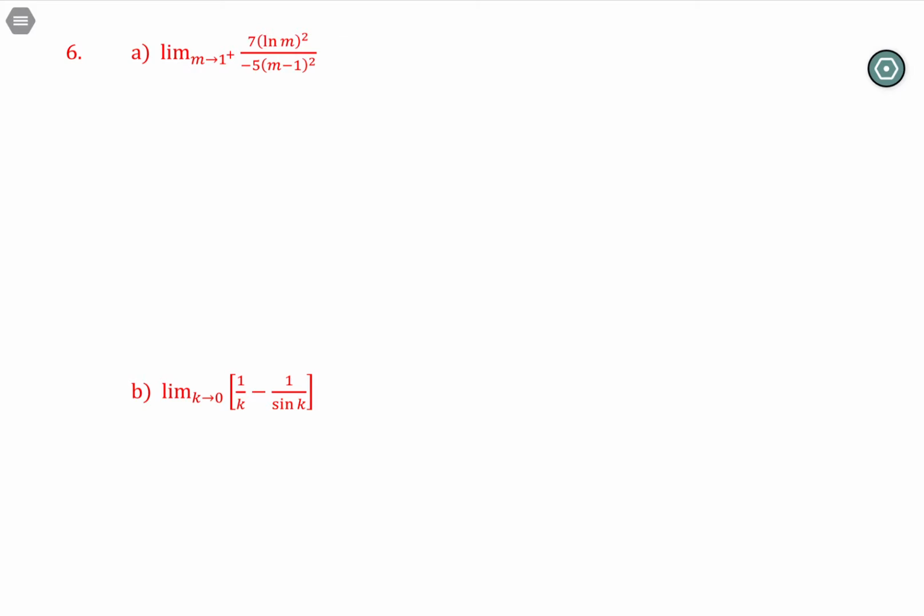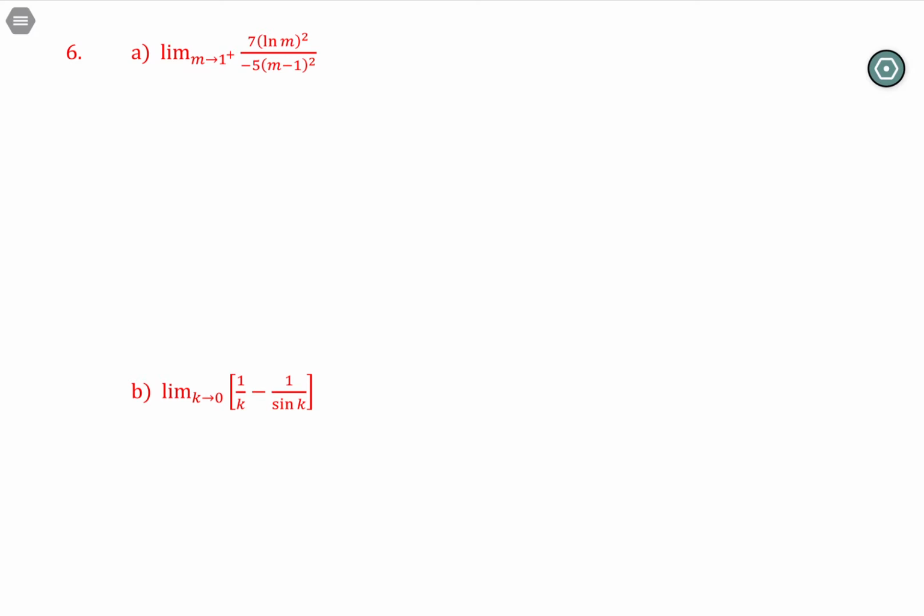Okay, let's continue into some messier examples of using L'Hopital's rule. So this first one, always check and make sure you've got your 0 over 0 or infinity over infinity form. When m approaches 1, and the reason we're only approaching from the right is because that natural log function would be undefined. Oh, actually it wouldn't be. I don't know why. There's probably a reason at some point in this where we would have a domain problem.